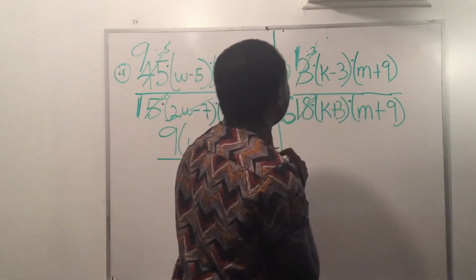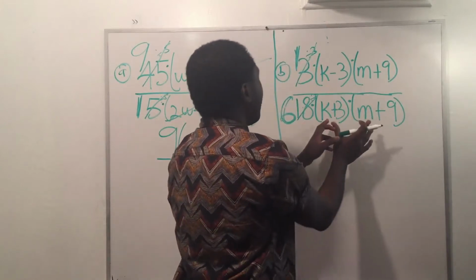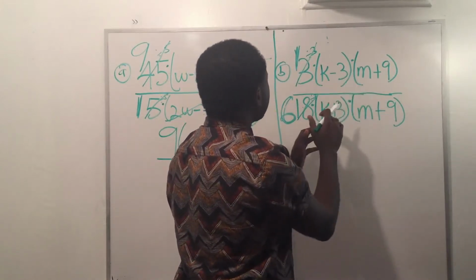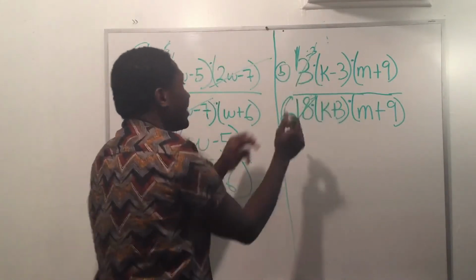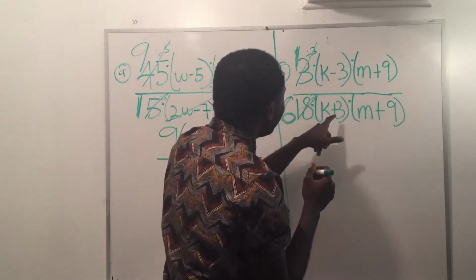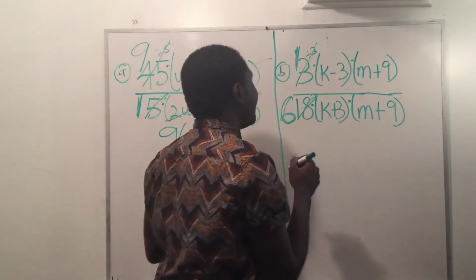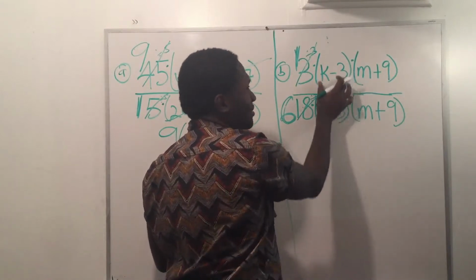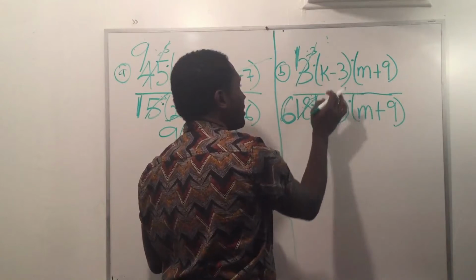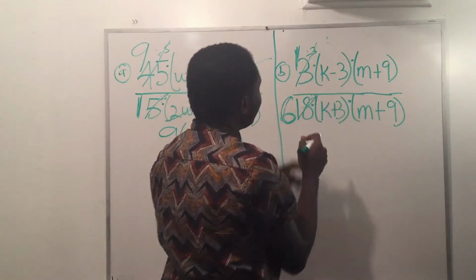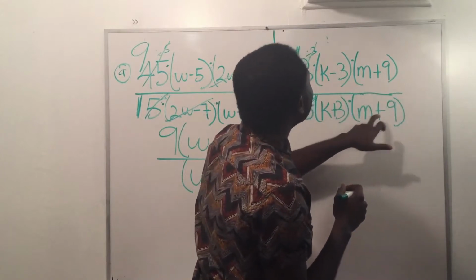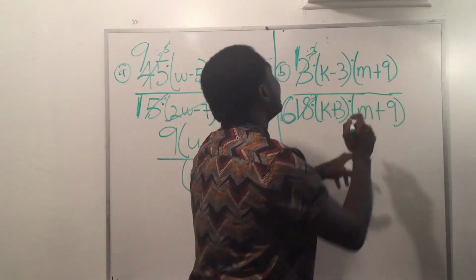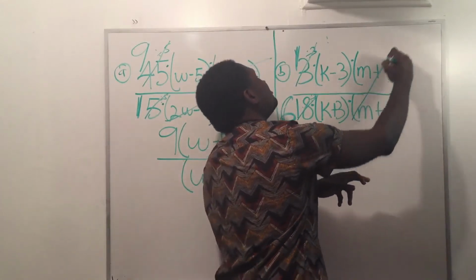And now I'm going to have to check the ones in parentheses. Do I see any like terms? Oh, they're trying to trick me right there. This is K minus 3, and this is K plus 3. They are not the same. This is a minus, this is a plus. So these two are not like terms. But what about this one? M plus 9, M plus 9. They are the same, so I should be able to cross it out.